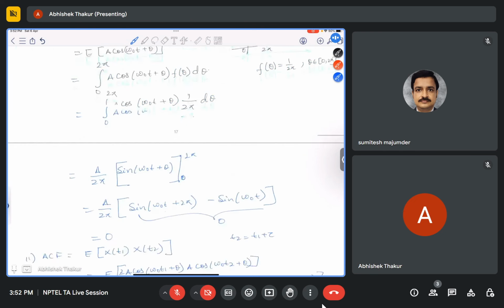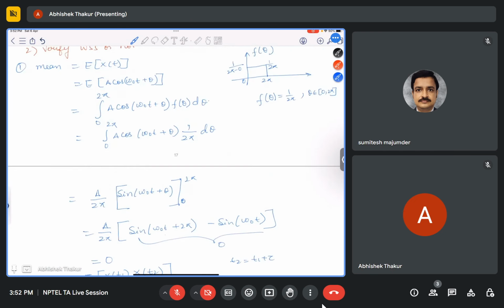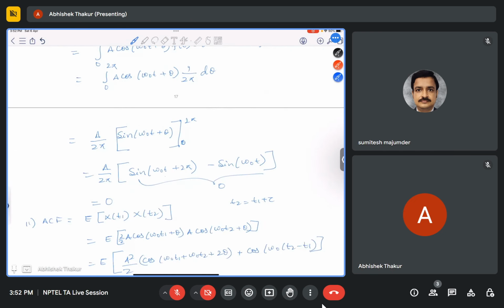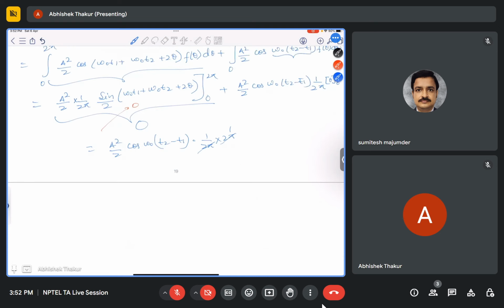Also, we have assumed that t2 is equal to t1 plus tau, so t2 minus t1 is equal to tau. So we can write A square by 2 cos(omega naught tau). The autocorrelation function is equal to A square by 2 cos(omega naught tau), and the mean is equal to 0. So both the mean and the autocorrelation function are independent of time.